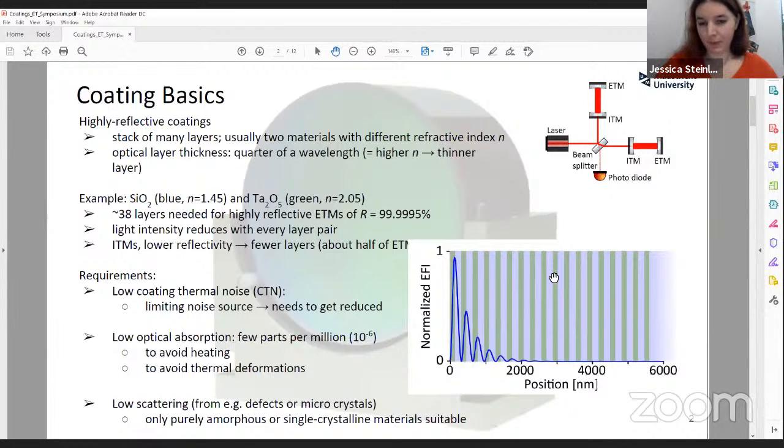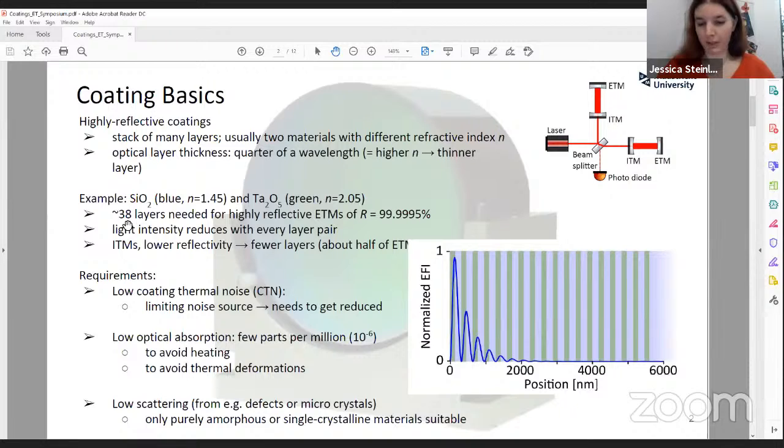The higher our refractive index is, the fewer layers we need, and the thinner the layers are. For the ETM reflectivity, with current LIGO and Virgo coatings, we would need about 38 layers to get the target reflectivity of the ETM and about half as many layers for the ITM. The reflectivity is actually not the main issue, so the technology is very good there.